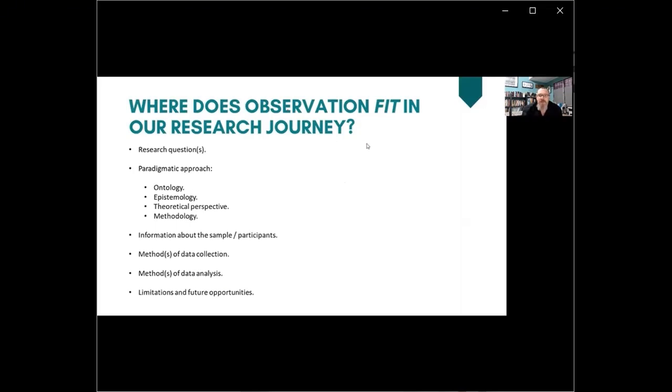So where does observation fit in on the research journey itself? It fits into the development of our research questions. In fact, sometimes the research questions themselves are derived from observation of other parties, or sometimes we simply just need to include our approach as an observation into the research, because the way that we are going to address these questions is actually through research. It also has a paradigmatic approach.